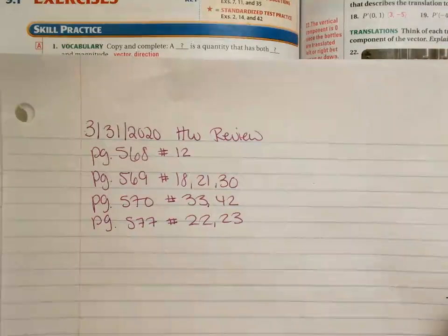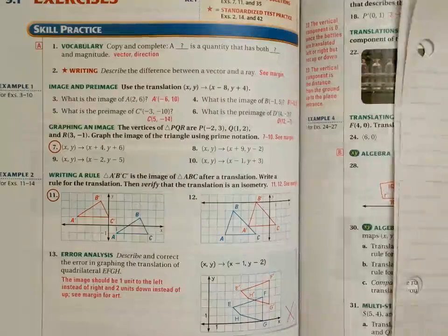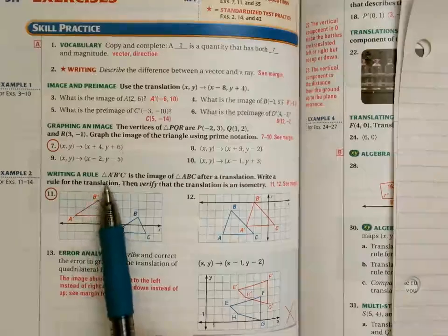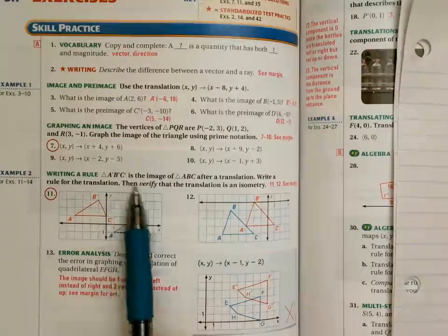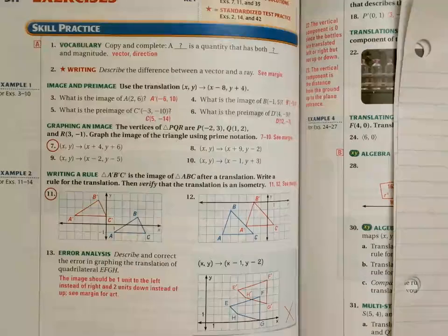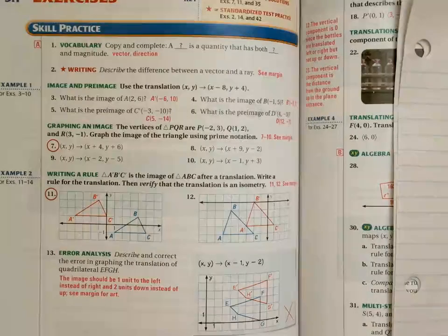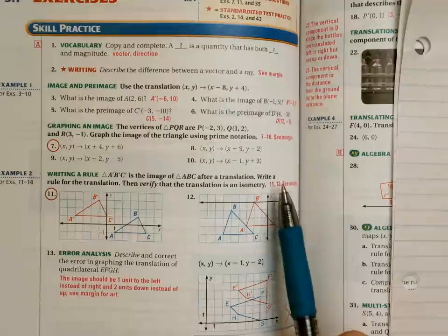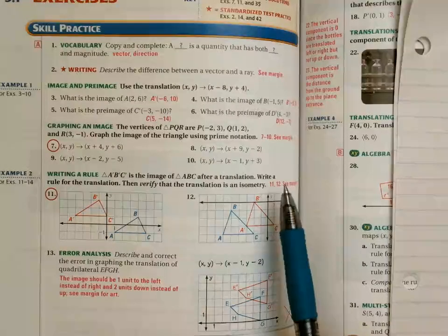So our first problem is page 568, number 12. And here is number 12. They want to know, write a rule. Triangle A prime, B prime, C prime is the image of triangle ABC after a translation. A translation is when you shift something left, right, up, or down, or a combination of those. Write a rule for this translation, then verify that the translation is an isometry.